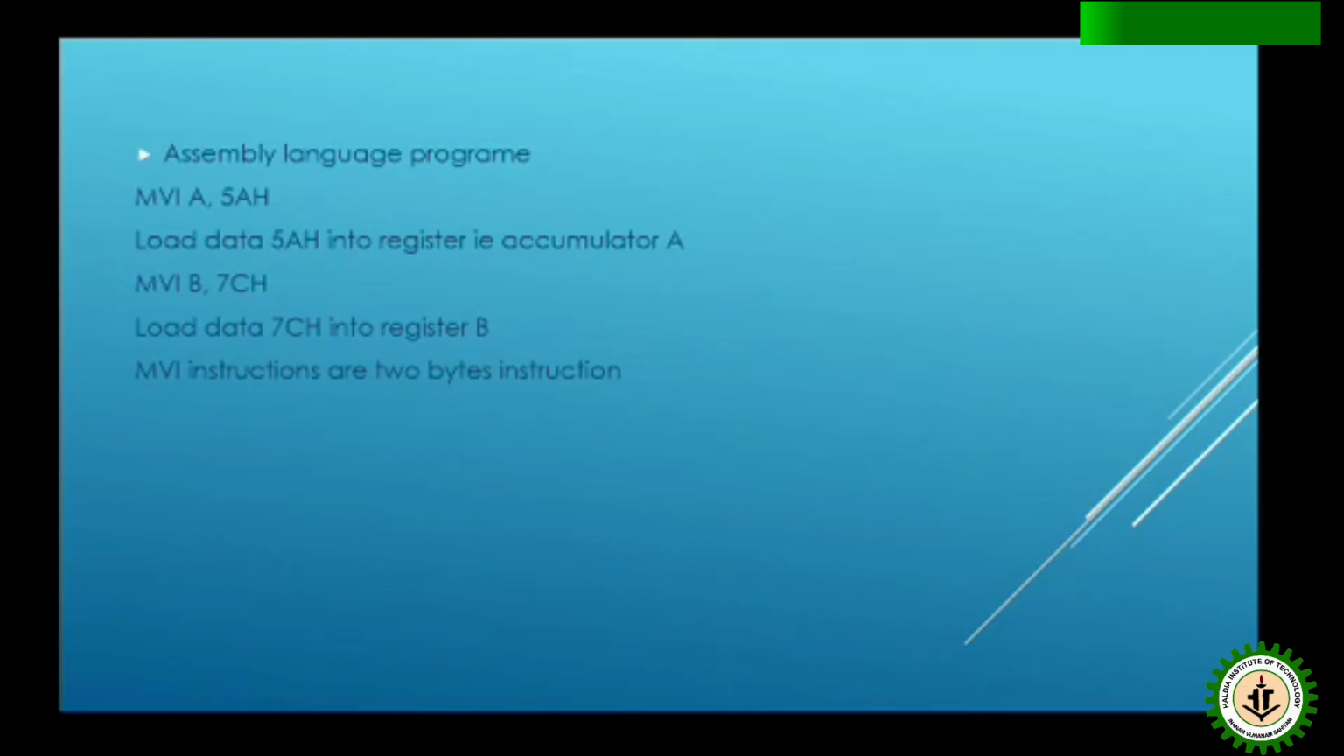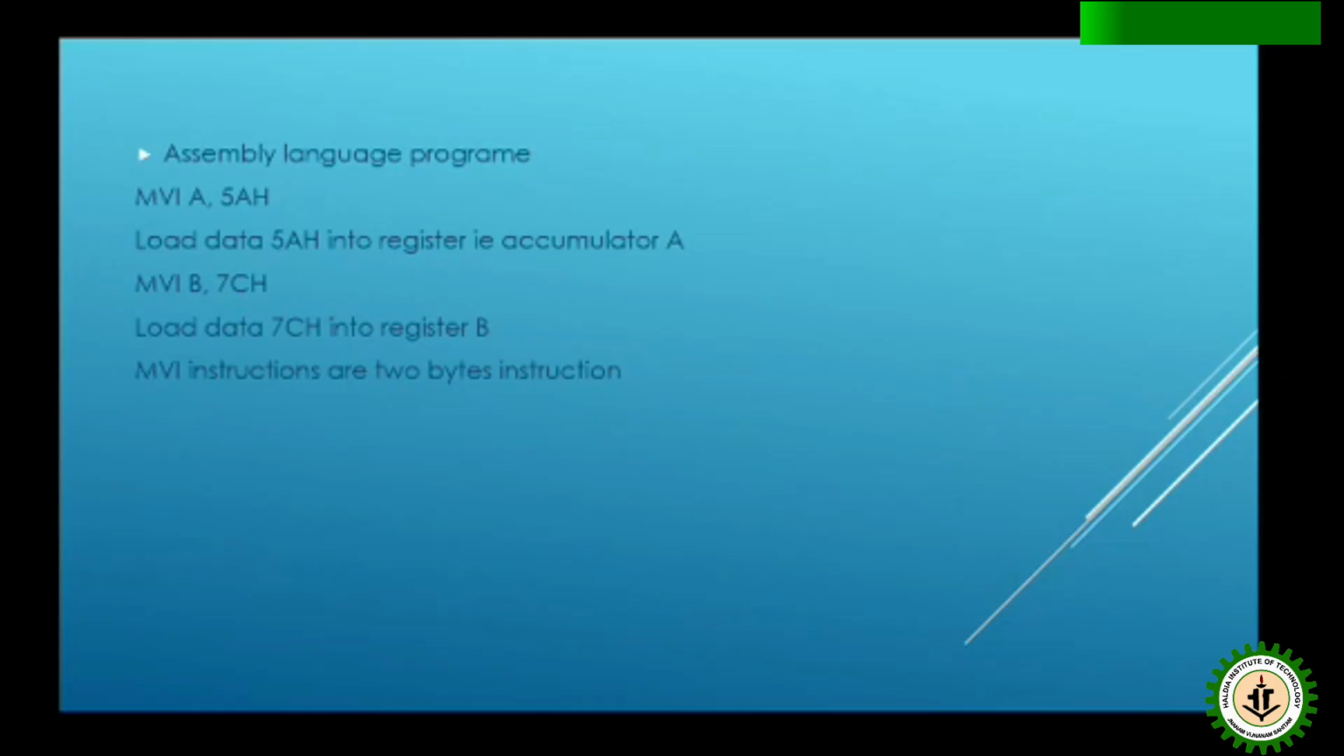So MVI stands for move immediate. That is, that data will be directly copied to register A after this instruction. MVI B, 7CH: move data 7CH into register B.